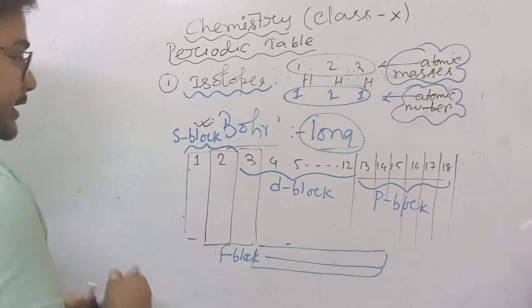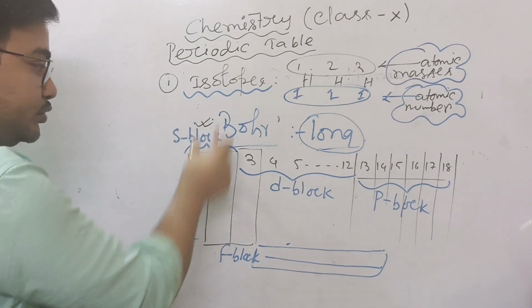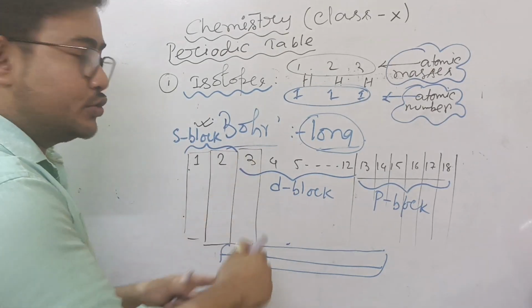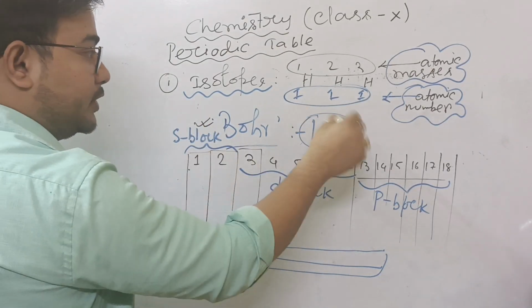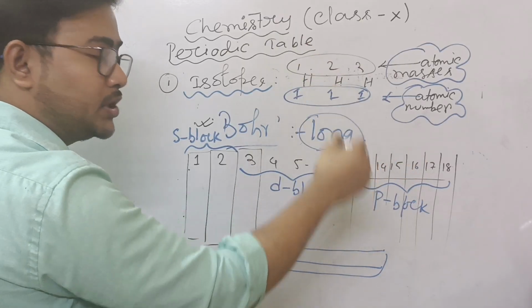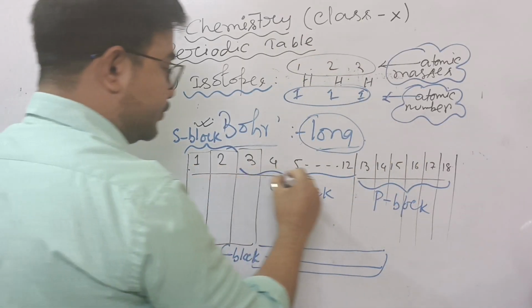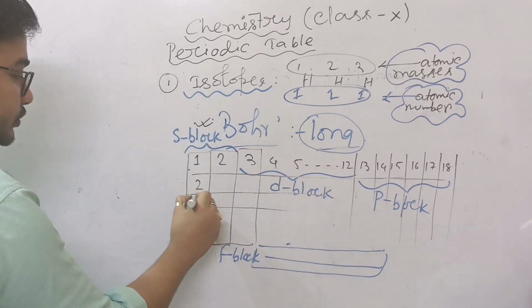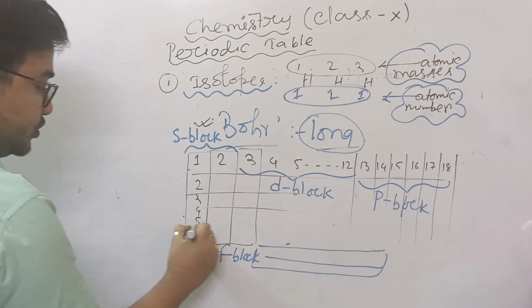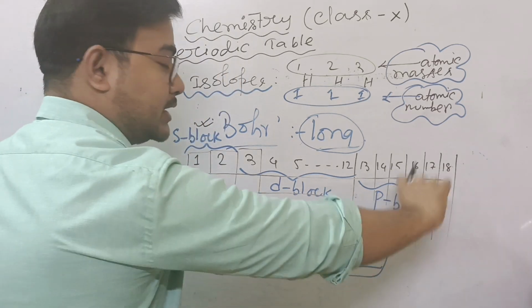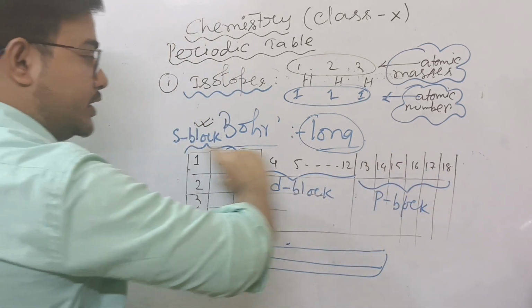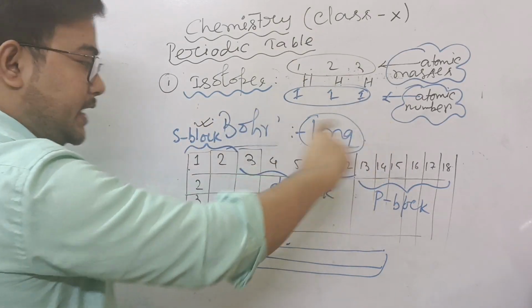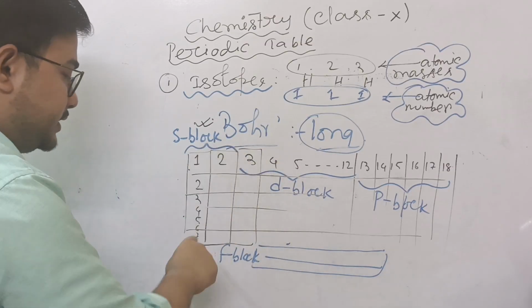Okay, and if we consider again up to down, total how many columns? Total 18. This is also called group. So total how many groups are there in the long periodic table? 18. So how many groups or how many columns? 18. Now as you move left to right, 1, 2, 3, 4, 5, 6, 7. So a total of 7 rows are there. Total number of horizontal rows is 7. So if you consider columns, then 18. If you consider rows, it is 7.